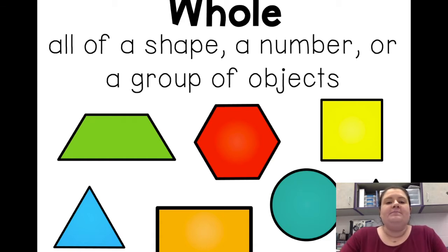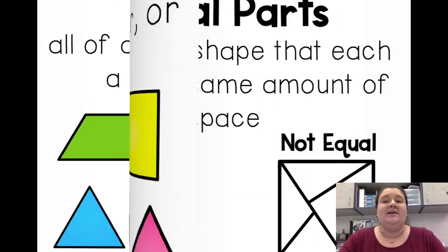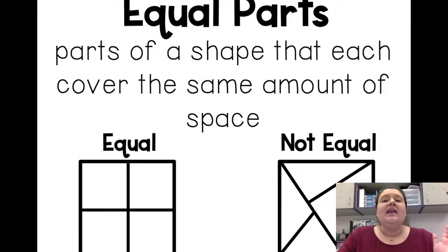So for example, you have all these shapes on this paper, on this slide right here. You have a trapezoid, a hexagon, a square. We're talking about the whole shape. But when I have a shape, I can actually break that shape apart into little pieces, and I can create equal parts. So they're parts of a shape that cover the same amount of space.